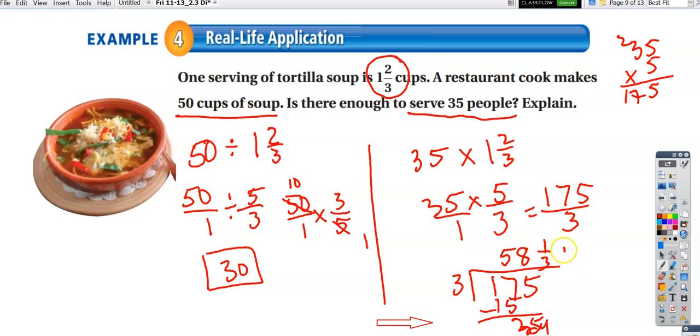Oh, so this is how many cups. Oops, this is 30 people, so the answer is no. This would be how many cups I would need if I was going to serve 35 people. So obviously I could make what? I need to make a little more than 8 more cups of soup to make it happen. So I just want you to see that sometimes you can solve a problem using division or multiplication, depending on where your skills are.